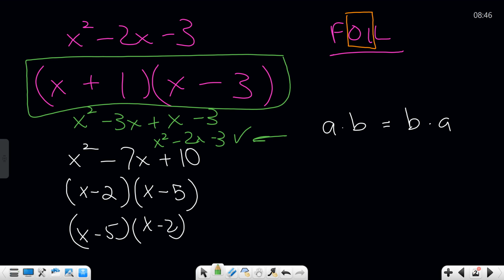Okay. GCF first, because you're going to see some fairly complicated problems, but if you just factor out a GCF, you'll be good to go. Okay.